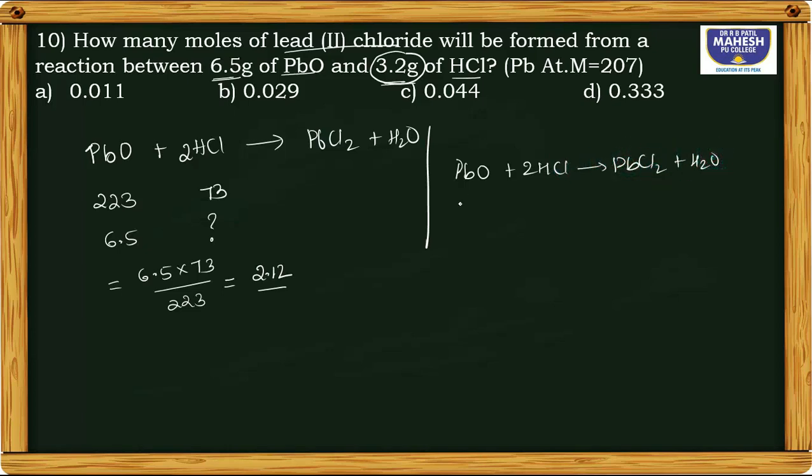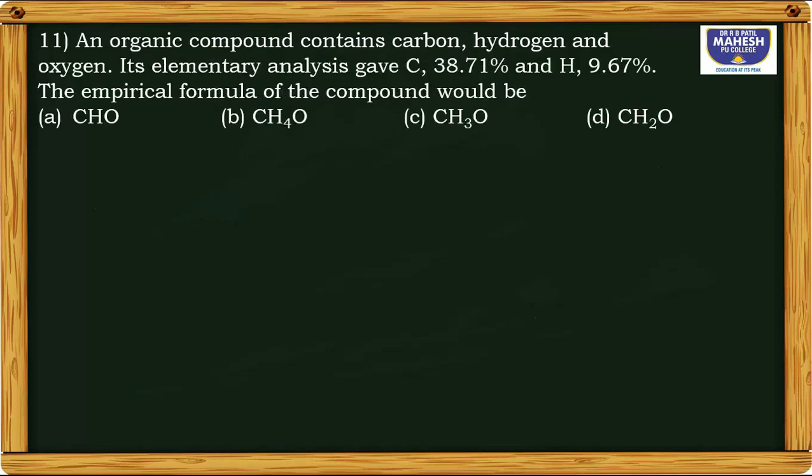So what we know, 223 grams of lead oxide, when it reacts, I get 1 mole of lead chloride. Then 6.5 gram of lead oxide reacts. How many moles of lead chloride am I going to get? 6.5 into 1 divided by 223. If you solve this, the answer comes out to be 0.029 moles. So which one is the correct option? It is option B. Now let us see the next question.